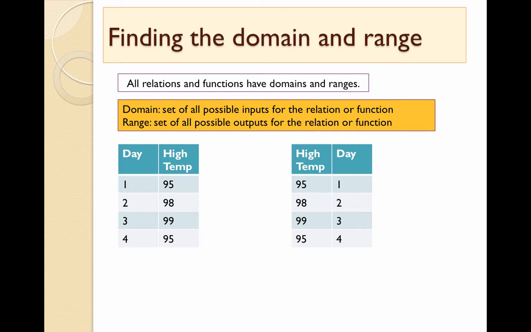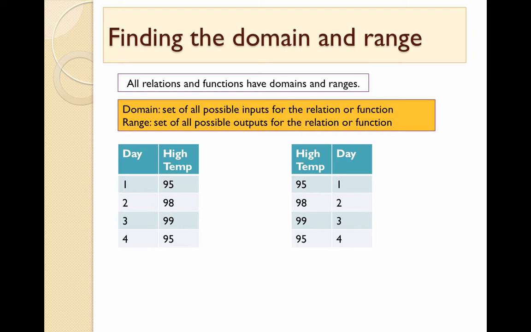Let's take a simple example just to get the hang of what domain and range mean, and then we'll talk about the various notations that we can use. Looking at the table on the left, we want to figure out what the domain is. Remember that the domain is a set of all possible inputs.